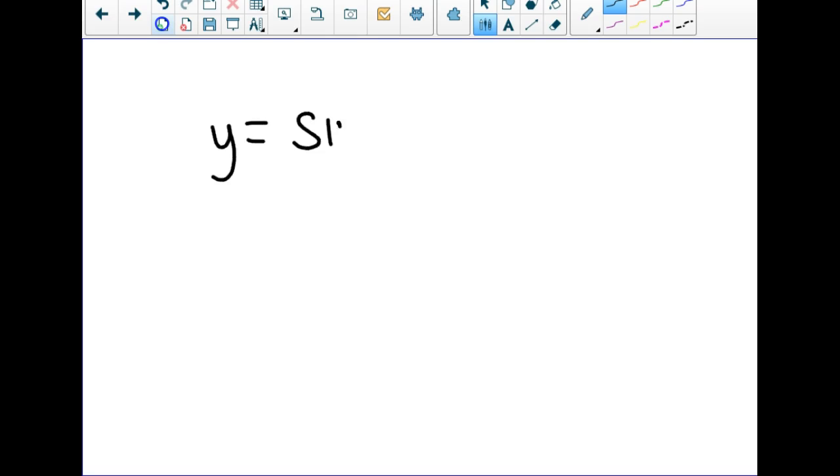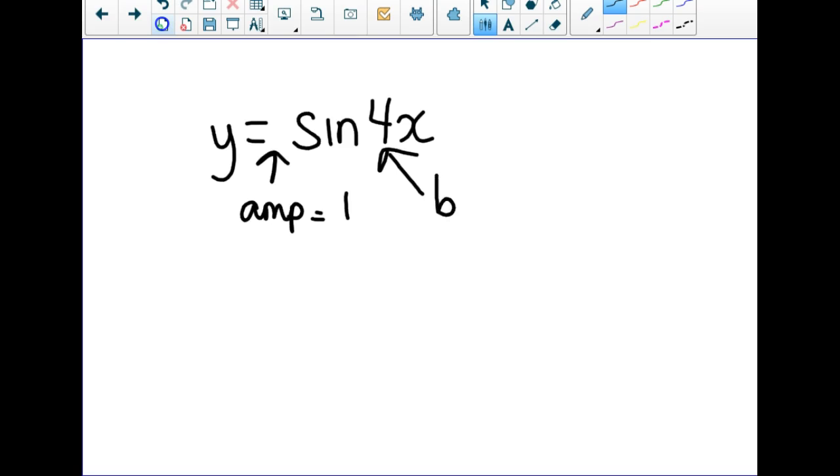Okay, so let's try an equation here. What if we had something like this? Okay, so our amplitude in this situation is what? Is 1. And there's no reflection because there's no negative sign. And then this is going to help find the period length. This is the b value. So to find your period length, you go 2 pi divided by whatever b is. So 2 pi divided by 4 gives you, you can reduce those, and you end up with half a pi.